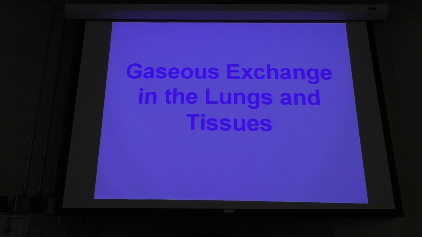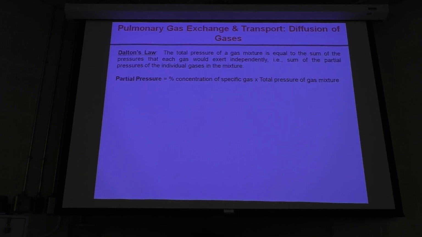So, a brief review of gaseous exchange in the lungs and the tissues, because obviously it is important to know how oxygen and carbon dioxide move and are transported. So, diffusion of gases. Dalton's law dictates that the total pressure of a gas mixture is equal to the sum of the pressures that each gas would exert independently. So basically it's the sum of partial pressures of the individual gases in a mixture.